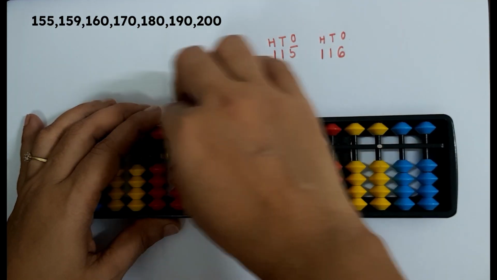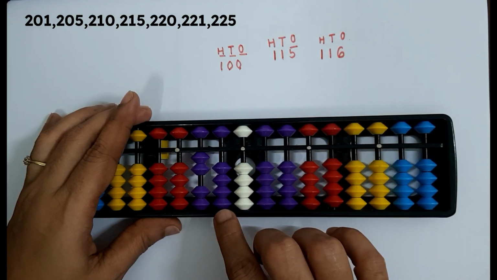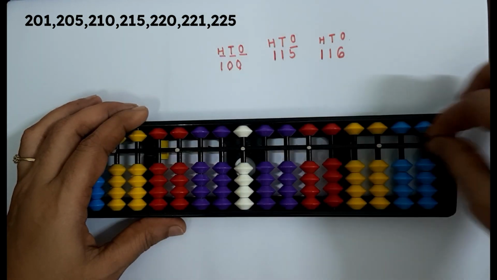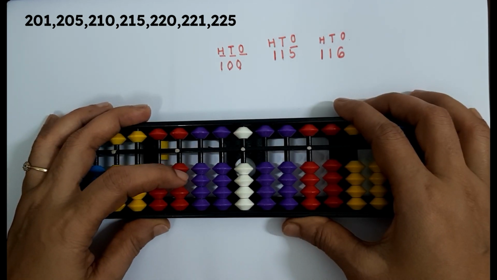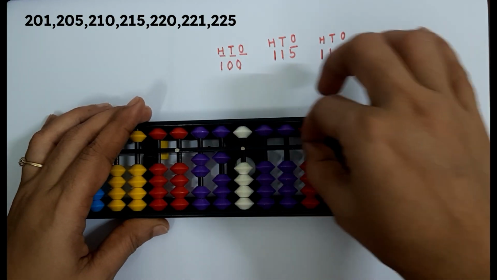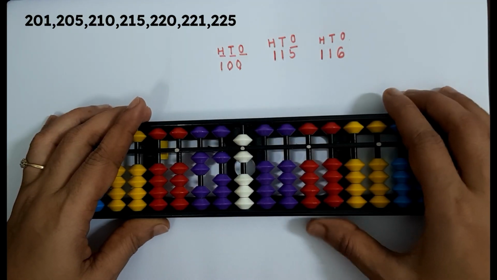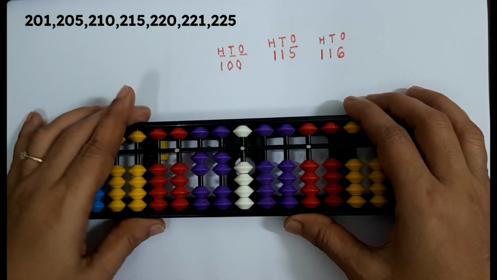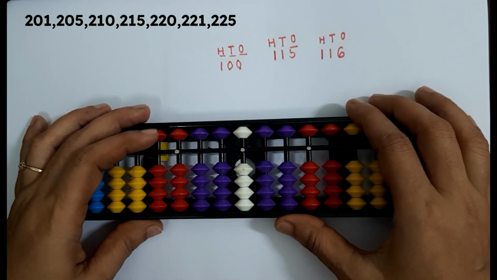Okay. Next number is 201. 2 at hundreds place, 0 at tens place and 1 at ones place. Like this is 205. Next number is 210, 211, 216. Okay. Next is 220, then 221. Next number is 225.